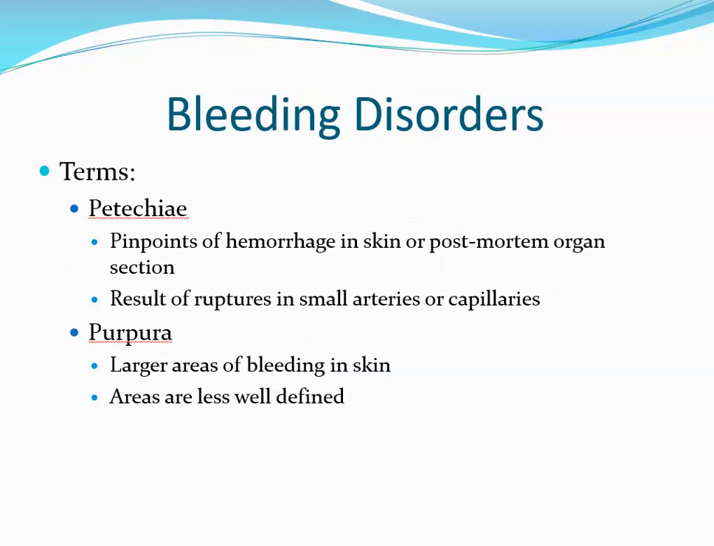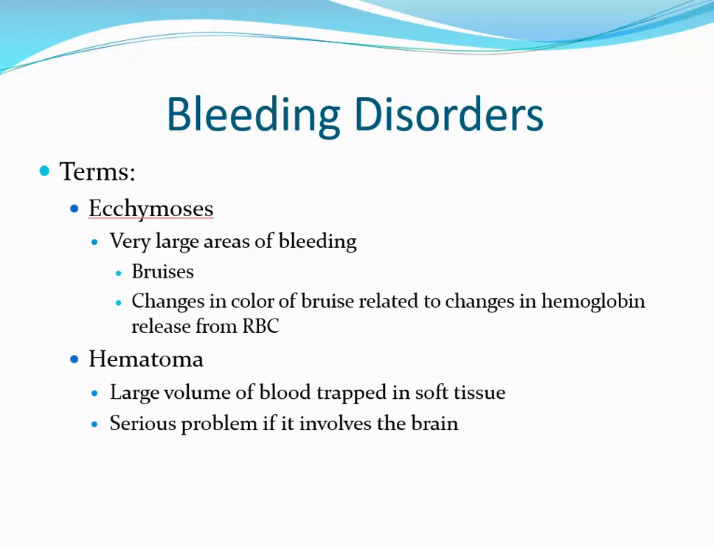We're going to end with various bleeding disorders, but again, before we get into them, we need to be aware of various terms. Petechiae. This refers to small, fine pinpoints of hemorrhaging in the skin or on post-mortem organ section. These are the result of ruptures in the small arteries or capillaries. Purpura. This represents larger areas of bleeding seen in the skin, and the areas are often less well defined. An ecchymosis. This refers to a very large area of bleeding, often known as a bruise.